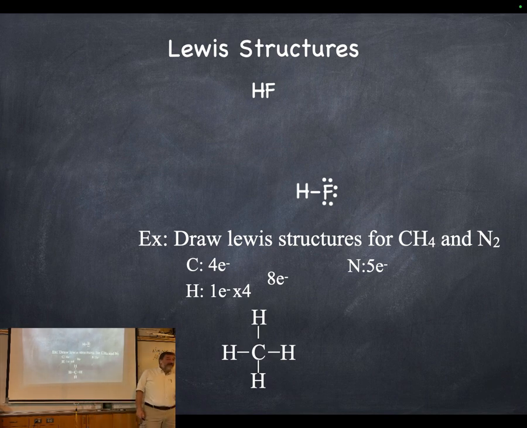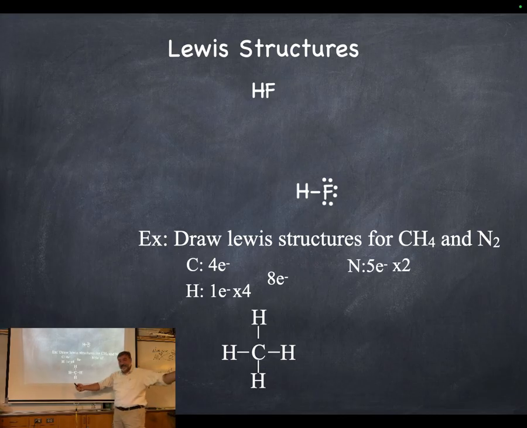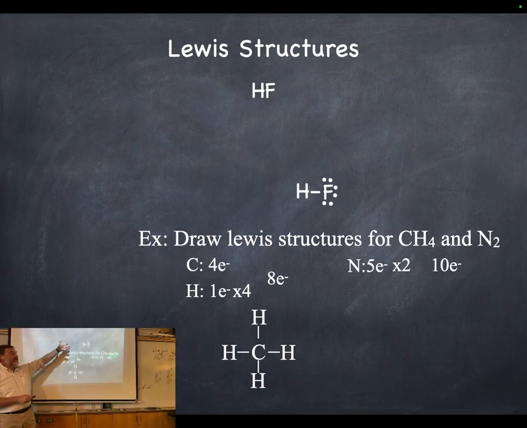How many nitrogens are there? 2 of them. Altogether, I have 10 valence electrons. Now, in this case, nitrogen and nitrogen, there's only 2 atoms. Neither of them is the central atom. They're just equivalent, right? So I'm going to put a nitrogen down. I'm going to put a second nitrogen next to it. I'm going to put a single bond.